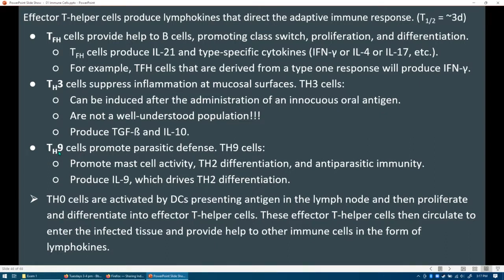And then there's the Th9 cells, which in general promote parasitic defense. They promote mast cell activity, Th2 differentiation, and anti-parasitic immunity.